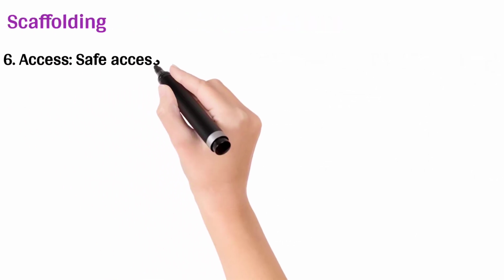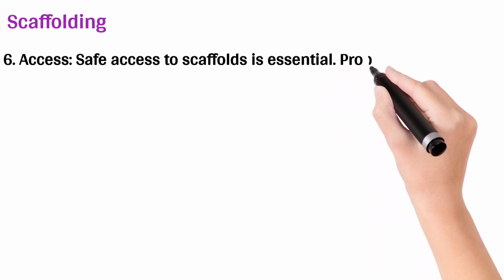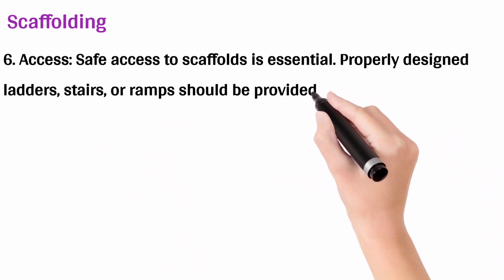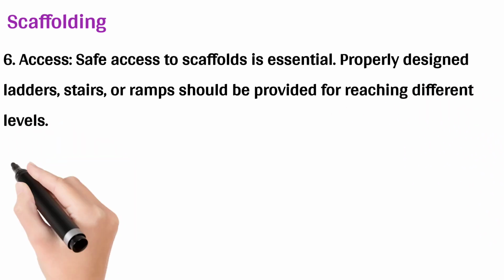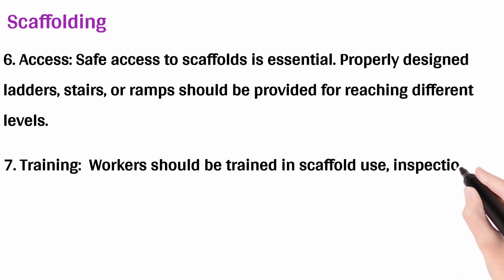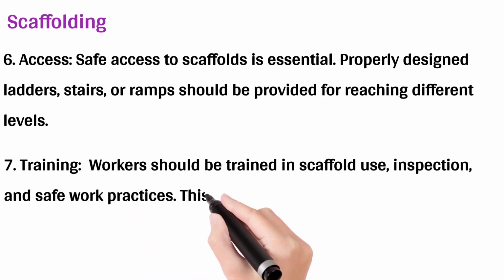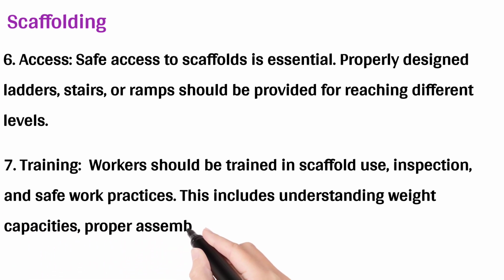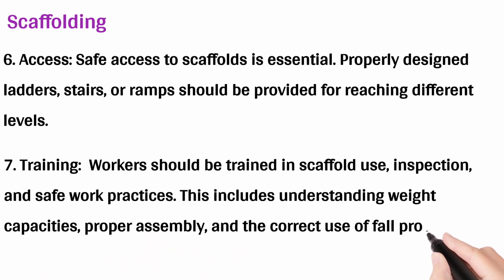6. Access. Safe access to scaffolds is essential. Properly designed ladders, stairs, or ramps should be provided for reaching different levels. 7. Training. Workers should be trained in scaffold use, inspection, and safe work practices. This includes understanding weight capacities, proper assembly, and the correct use of fall protection equipment.